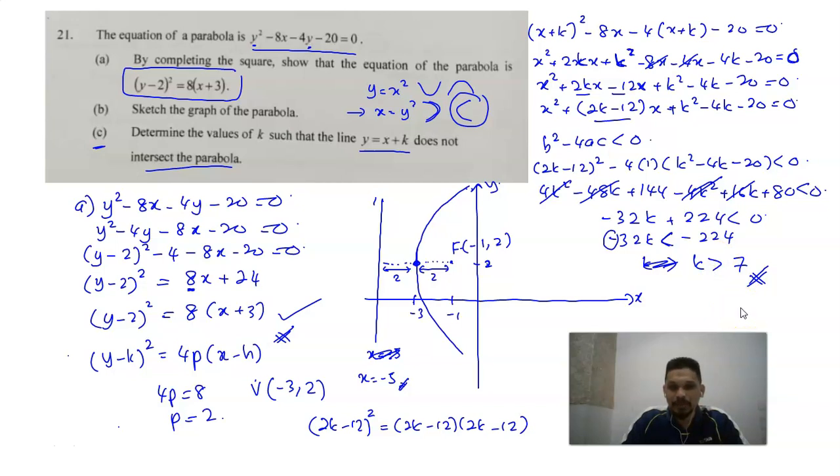So that's the mistake, at this point here. You will recall when this line does not intersect the parabola, we come up with the condition b squared minus 4ac less than 0. Again, less than 0. That's all.